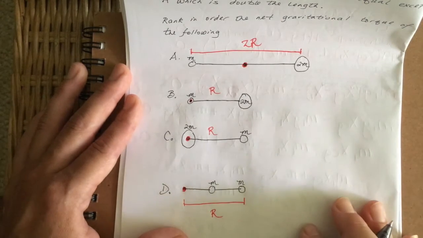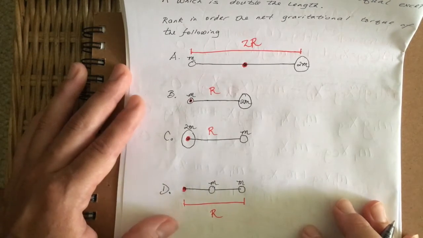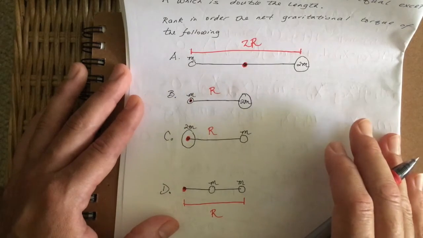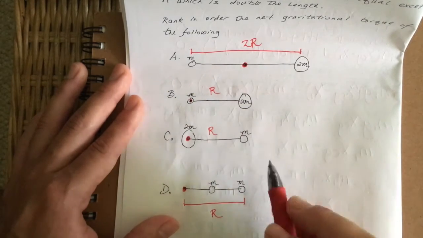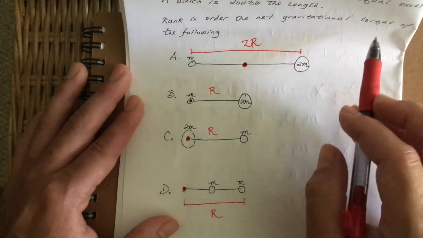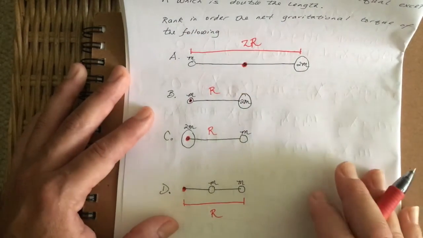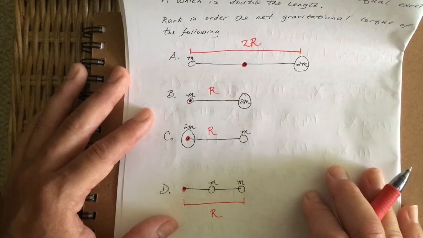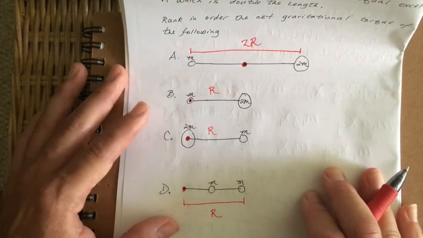All right, so let's go through and calculate the gravitational torques. Whichever one has the greatest magnitude, regardless of positive or negative, will be our answer, because we want to know the ranking. So we want to come up with something like A is greater than B is greater than C is greater than D, something like that.